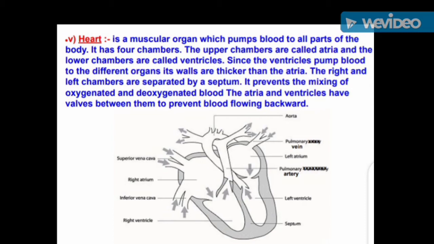The right and left sides are separated by a septum. It prevents the mixing of oxygenated and deoxygenated blood. The atria and ventricles have valves between them to prevent blood flowing backward.